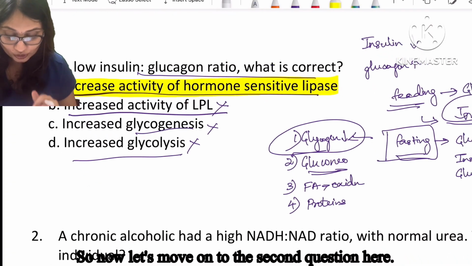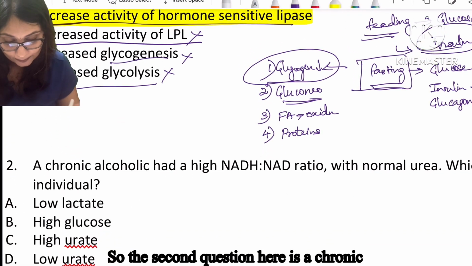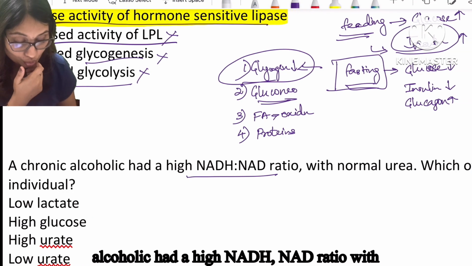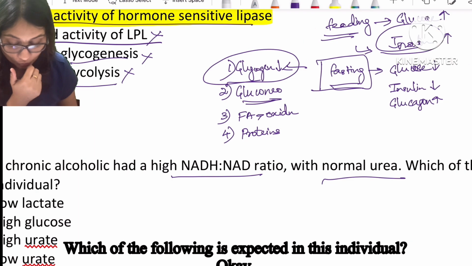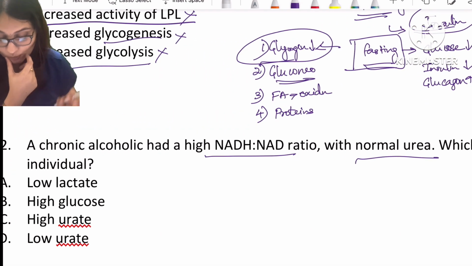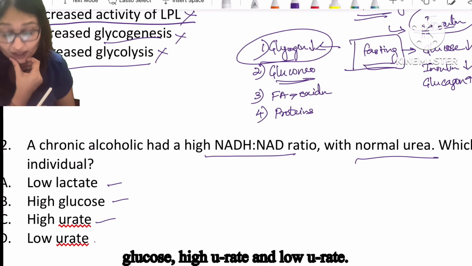Now let's move on to the second question here. A chronic alcoholic had a high NADH-NAD ratio with normal urea. Which of the following is expected in this individual? They've given the options as well: low lactate, high glucose, high urate, and low urate.